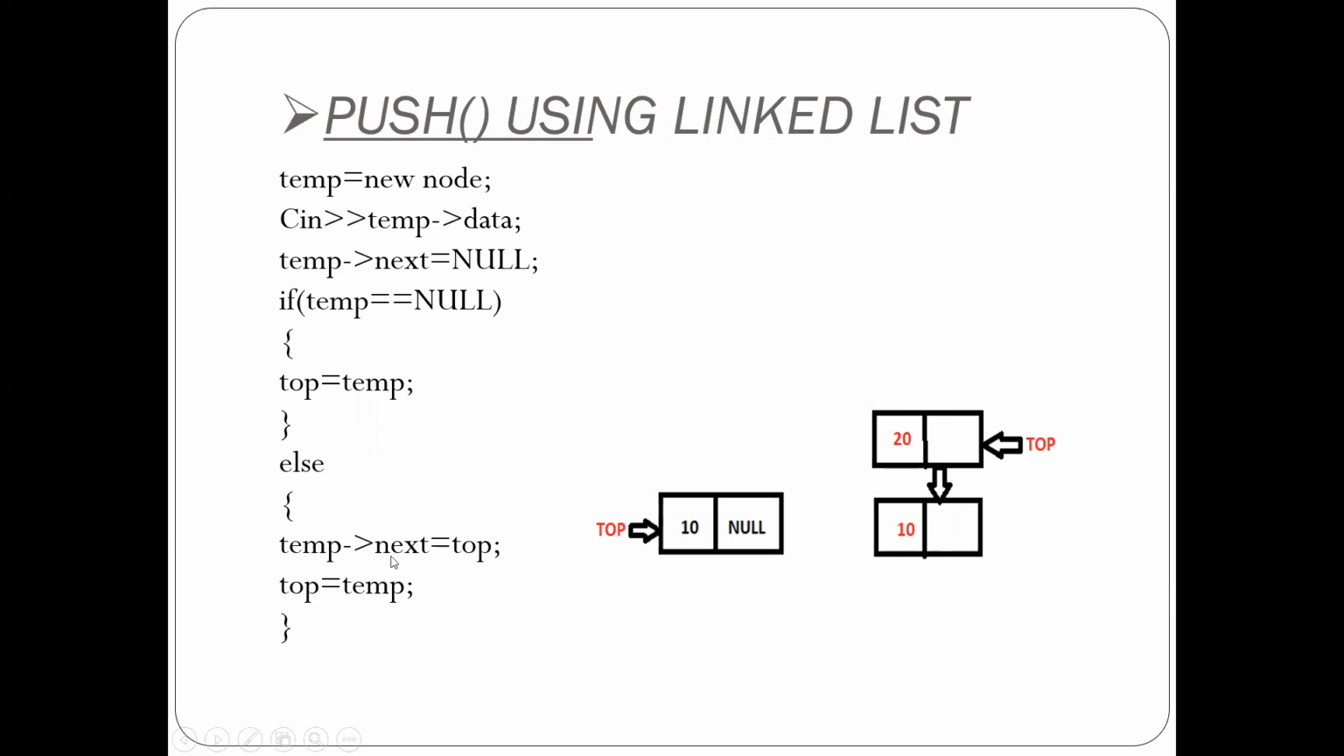every time what we have to do here is temp next is equal to top. See here, this is now the temp. Temp next is equal to top, so it will actually look like a downward arrow here. And shift the top pointer from this 10 to the 20 here. That is, top is equal to temp. So this is the push operation using the linked list.